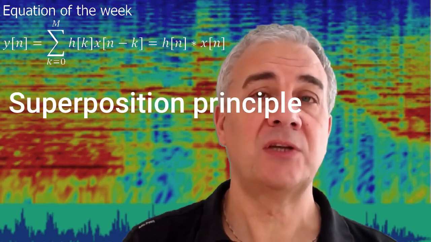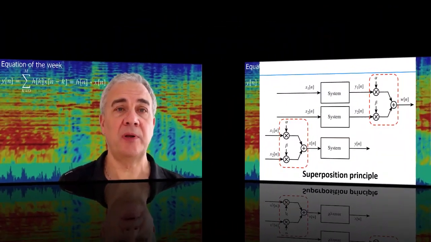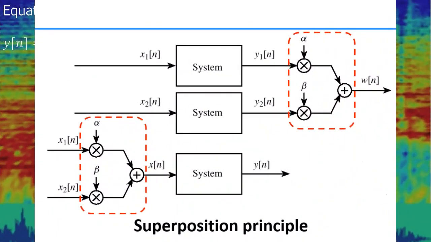The net effect of combining the homogeneity and additivity property leads to the superposition principle. As the word says, if you superimpose two scaled input signals x1 and x2, the system's response is the superposition of the two scaled output signals y1 and y2. Proving a system is linear is equivalent to showing that the superposition principle holds.